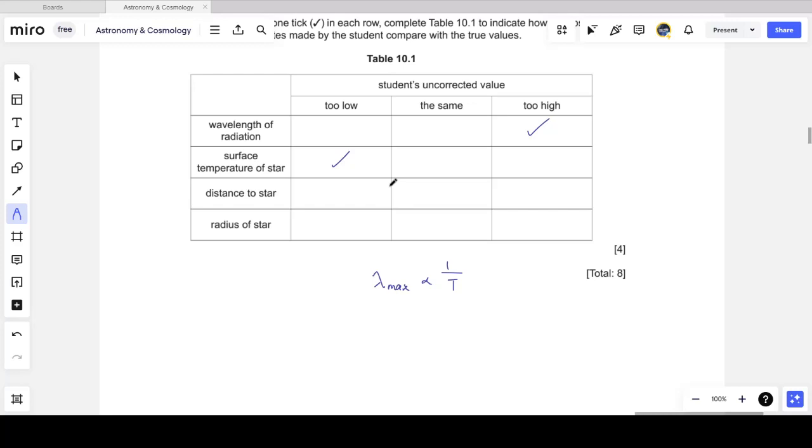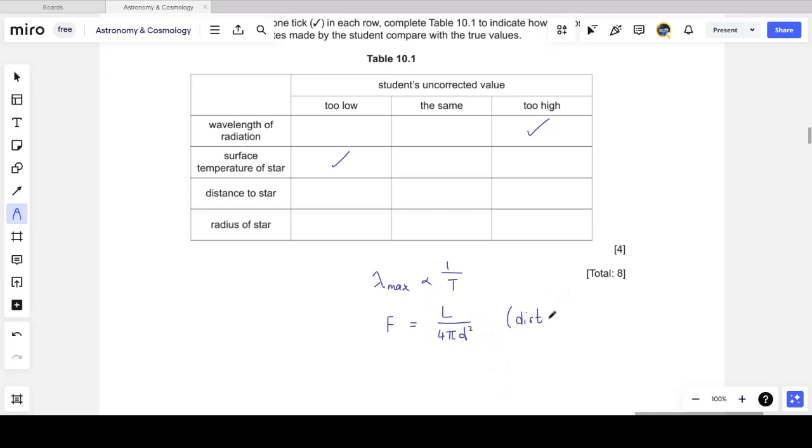What about the distance to the star? Well, how do I find distance? Using the idea of a standard candle, and the radiant flux intensity is the luminosity over 4 pi d squared. I'm using a standard candle, so I'm going to find the luminosity of the star that I'm going to measure, which means there's no change in my luminosity, there's no difference in my luminosity. And the flux intensity is something that's not going to change when it reaches Earth. And so the value for d will be the same, the distance to the star.